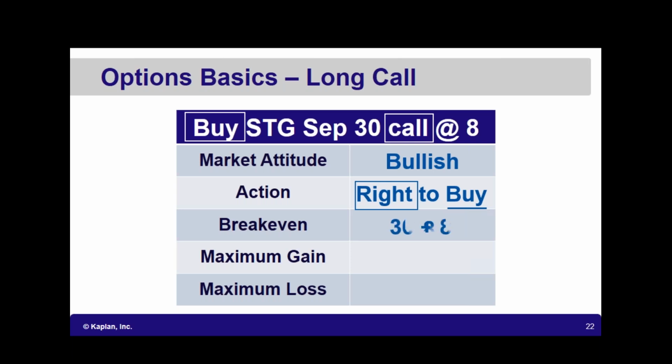Looking at my chart, my break even, I take my strike price and I add my premium for a total of 38. My maximum gain today, tomorrow, and 2 years from now on a long call will be unlimited. But whenever you buy, whether it's an option, stock, anything, the most you can lose is what you pay. And in this case, I paid $800.